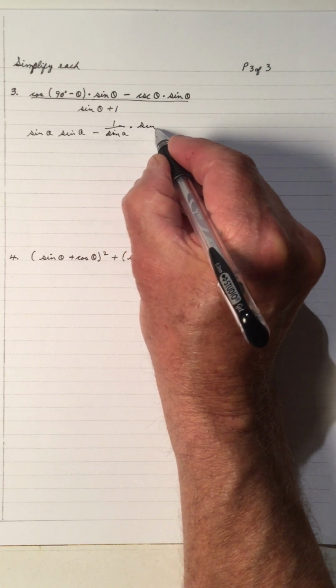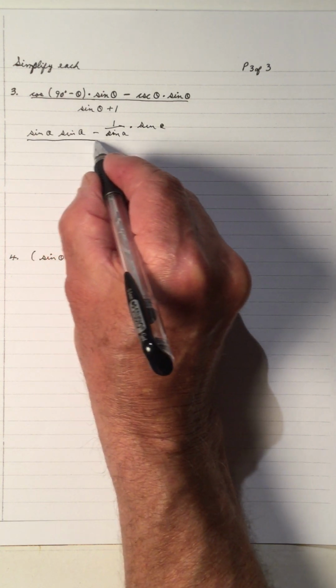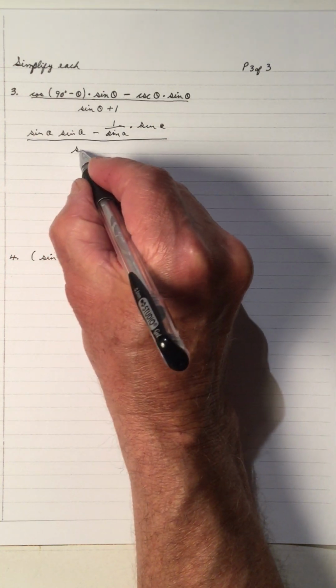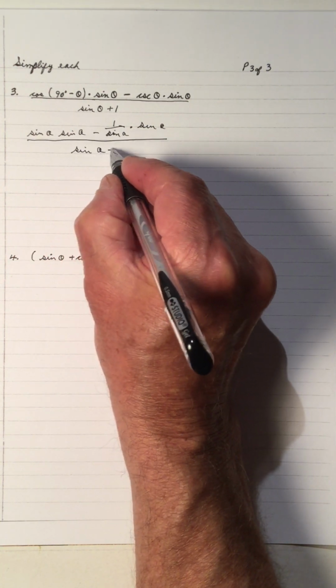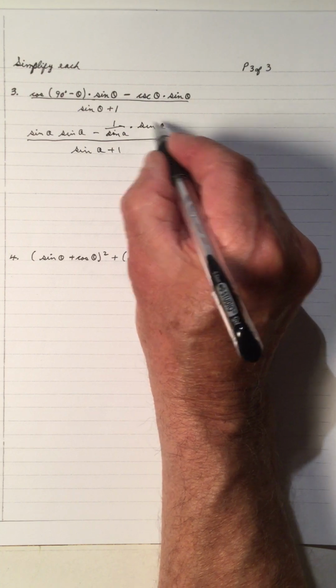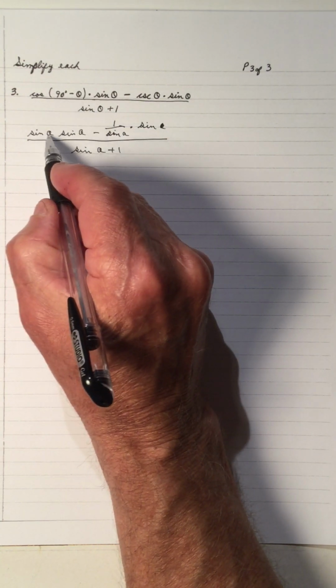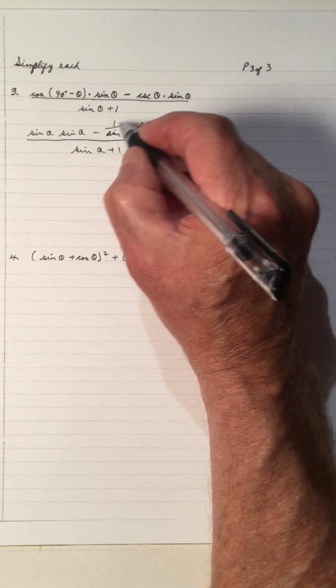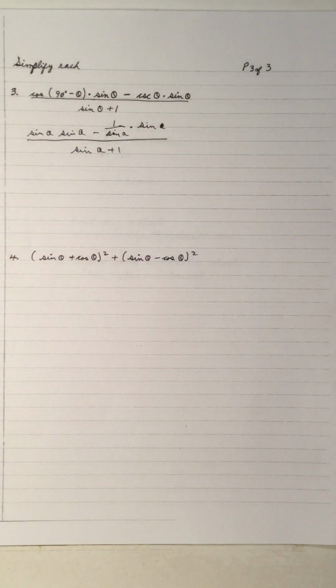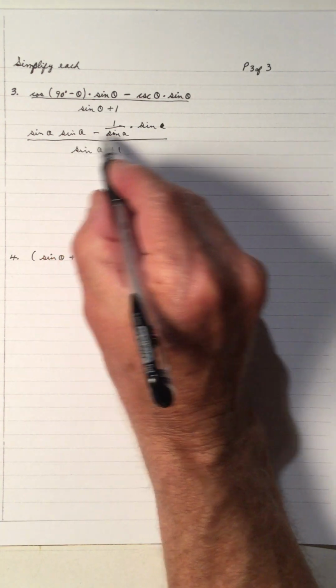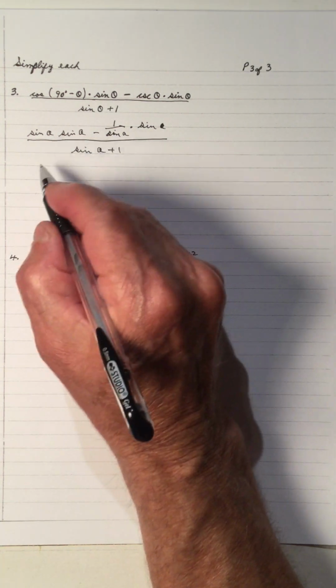Okay, so I get that done. All over sine theta plus 1. So again, change cos of 90 minus theta to sine theta, and I change cosecant to 1 over sine. Now I have a multiplication here, so I have to multiply these.